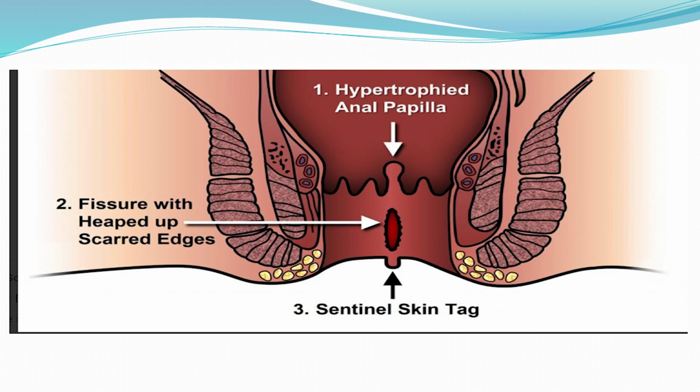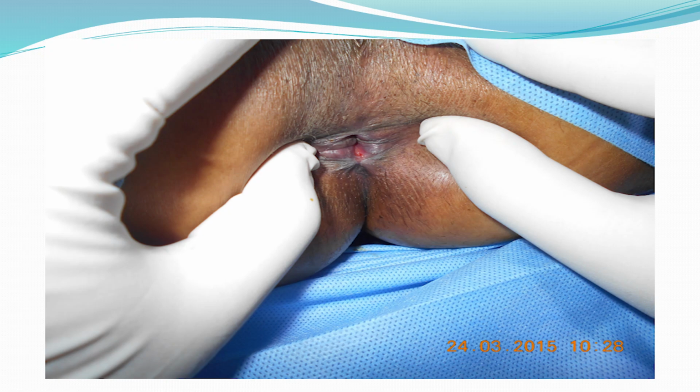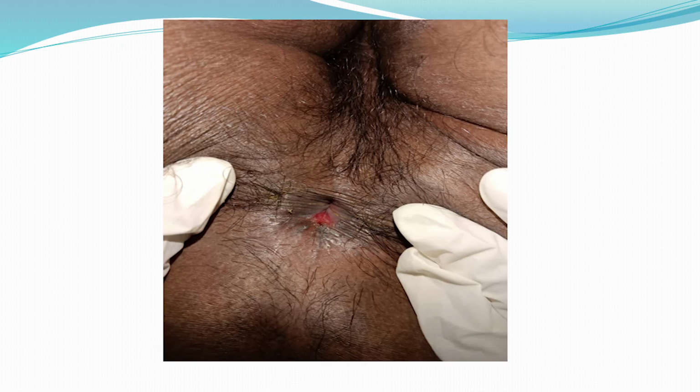This is the representative photo of fissure in ano. That's a classical triad of sentinel pile, heaped up fissure with the scarred edges, and there is a hypertrophied anal papilla proximally. So this is the photograph of a fissure in ano. Again, one more photograph is there.